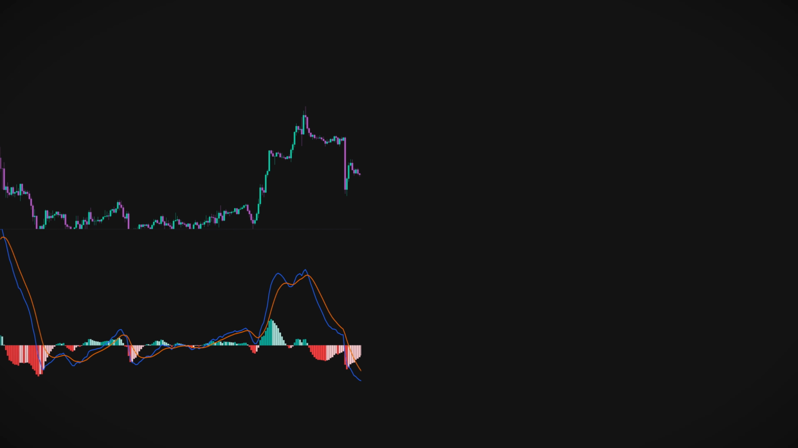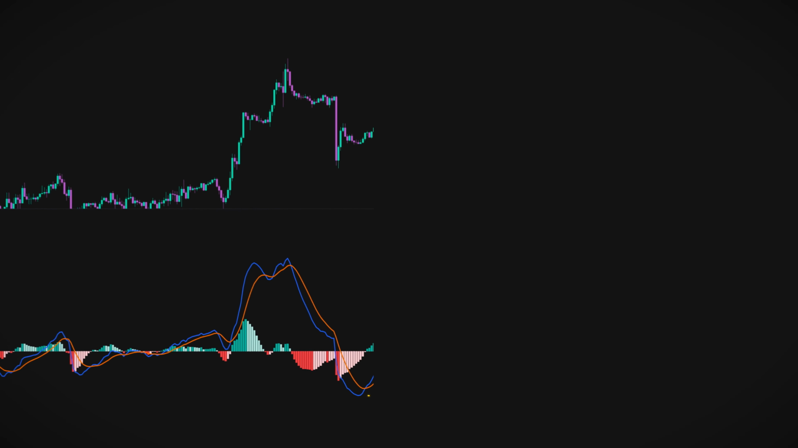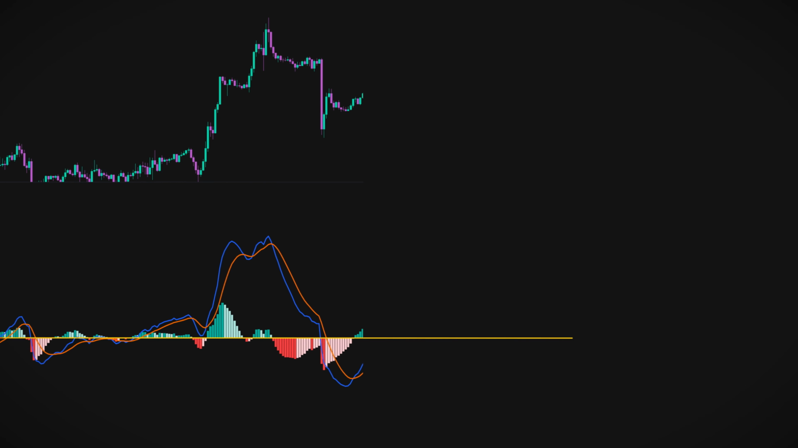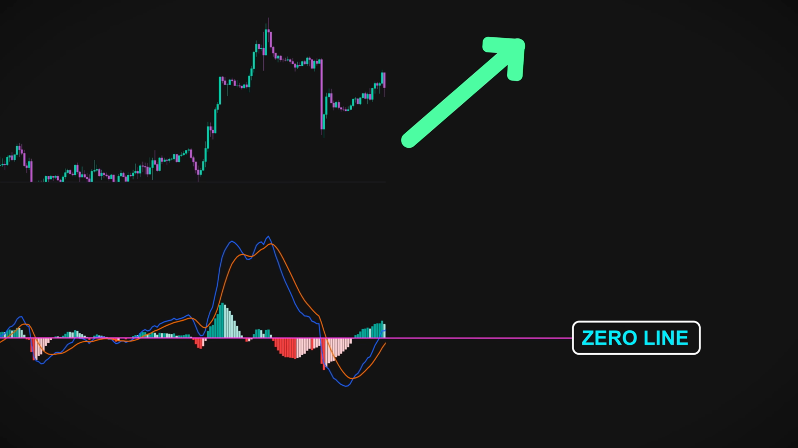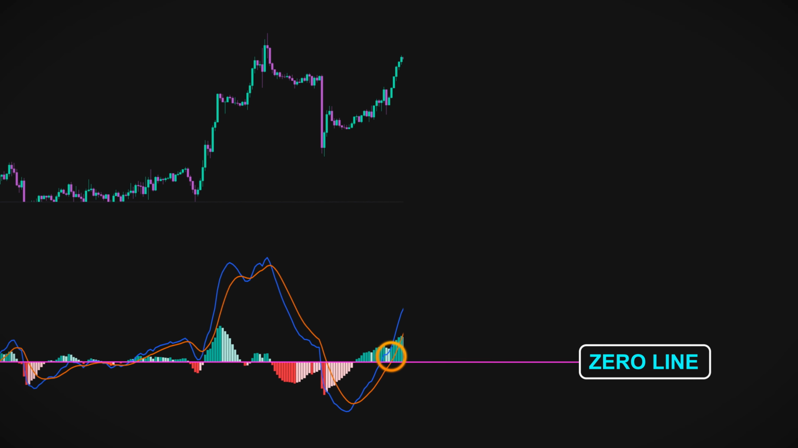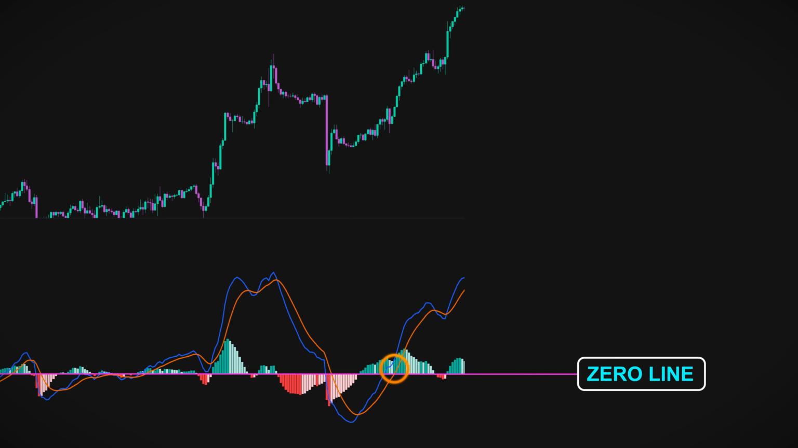The second way to identify buy and sell signals with the MACD indicator is by observing how the MACD and signal lines interact with the baseline. Whenever the MACD line and the signal line cut the baseline, which is the zero line, upwards, it signals a potential buying opportunity. This indicates that momentum is shifting towards bullishness, and the price is likely to rise.